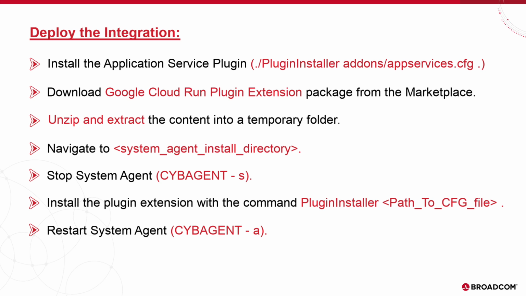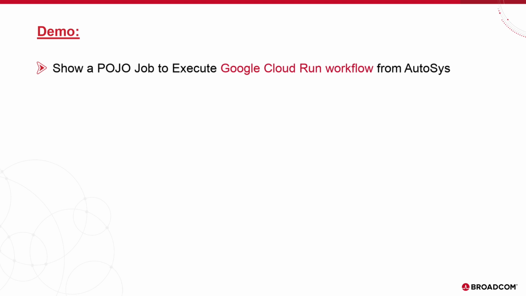Remember, this integration uses the Google Cloud Run public REST API. We will run a Google Cloud Run POJO job from AutoSys. First, let's establish communication with Google Cloud Run. After establishing communication, we can trigger and monitor the Cloud Run service execution from AutoSys. Let's explore the Cloud Run workload execution within the Google Cloud environment.